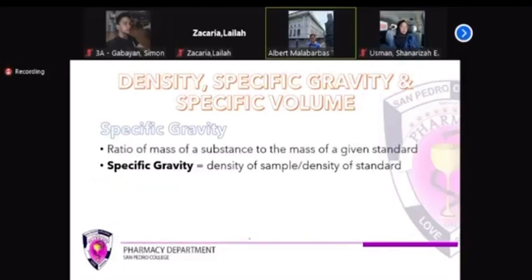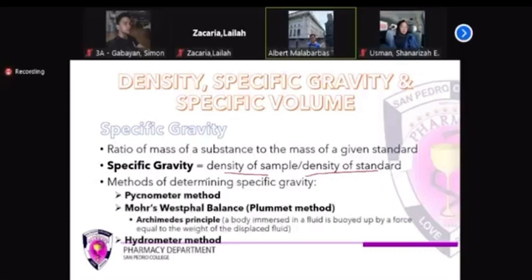Okay. Next, we have your specific gravity. Specific gravity is the ratio of the mass of a substance to the mass of a given standard. Usually, specific gravity is interchanged with your density. But for specific gravity, to compute it you need to compare it with a standard. So another way of computing specific gravity would be the density of your sample over the density of a standard. And it is unitless.